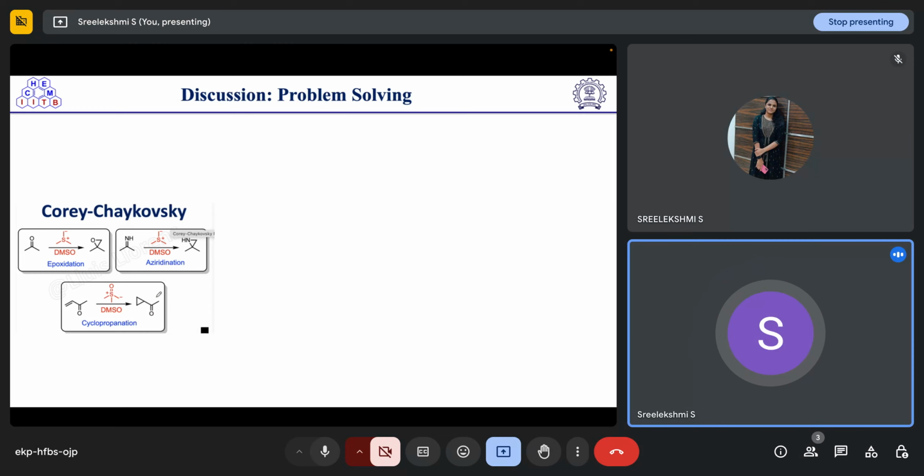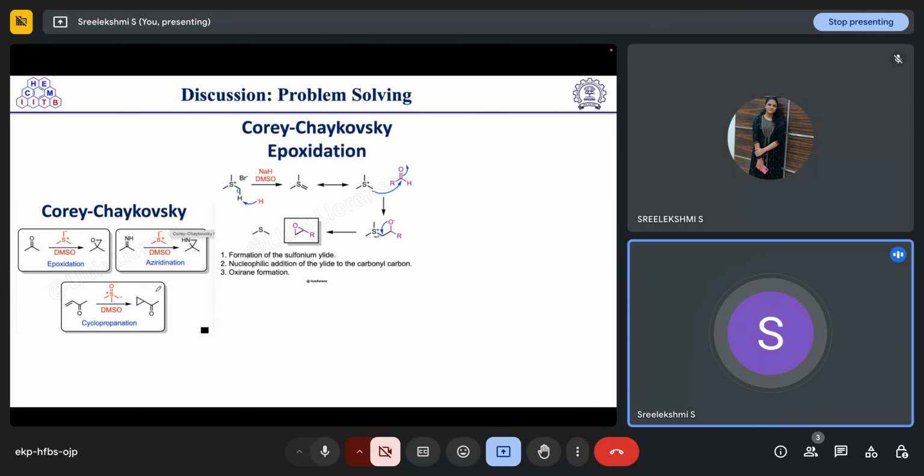So, this is basically the Corey-Chaykovsky reaction. Now, we will see its mechanism. So for this Corey-Chaykovsky epoxidation, the first step is basically the same.